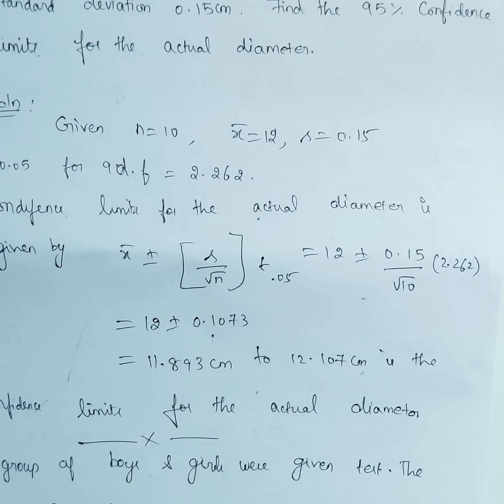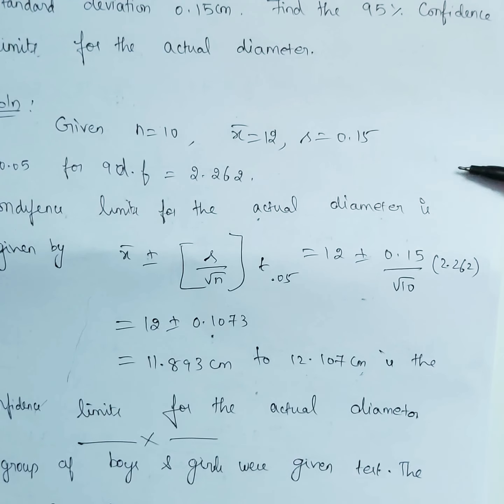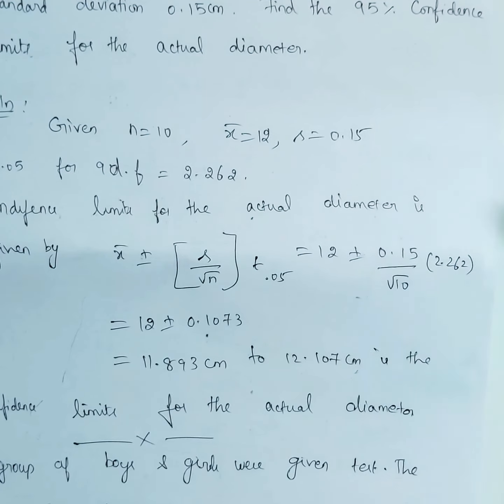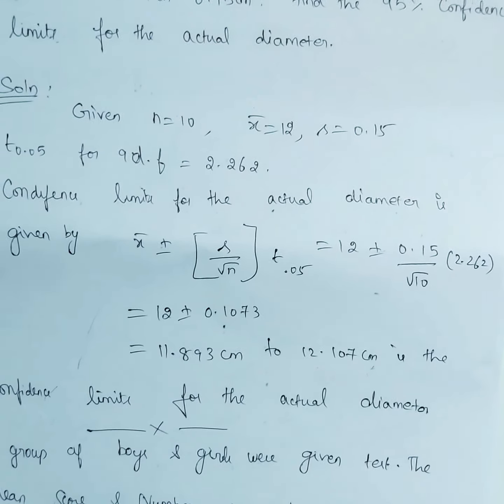Most of the t distribution problems will be using the direct formula. Very few problems along with that they will ask you to find the confidence limit. In that case, this is the formula. Only two formulas are there for t, confidence limit. Of course, to find s, we have another formula.